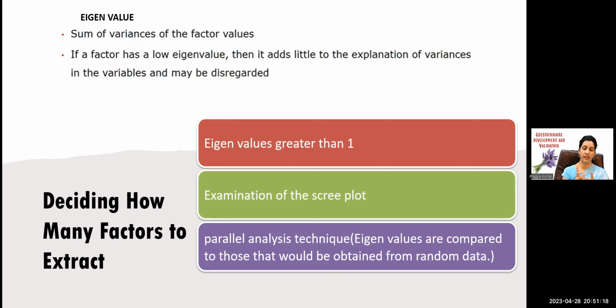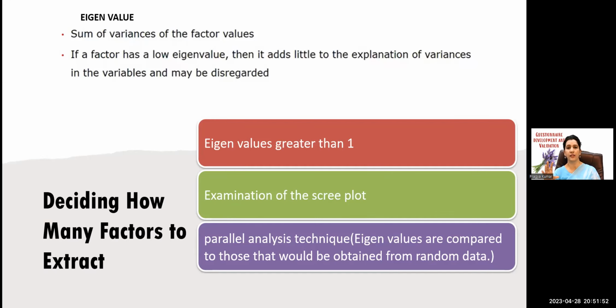So the eigenvalue is very important because there are three criteria for deciding how many factors you should take. You can take all the factors where the eigenvalue is more than 1. There is something known as the Scree plot. When there is a plot between the eigenvalue and the factor, that is known as the Scree plot. And then there is something known as the parallel analysis. In parallel analysis also, these eigenvalues are compared with the random data value.